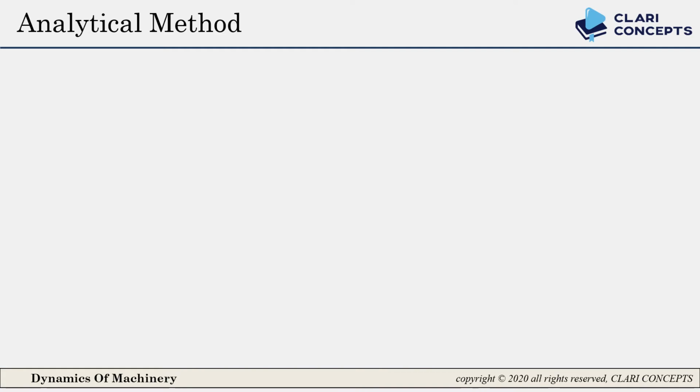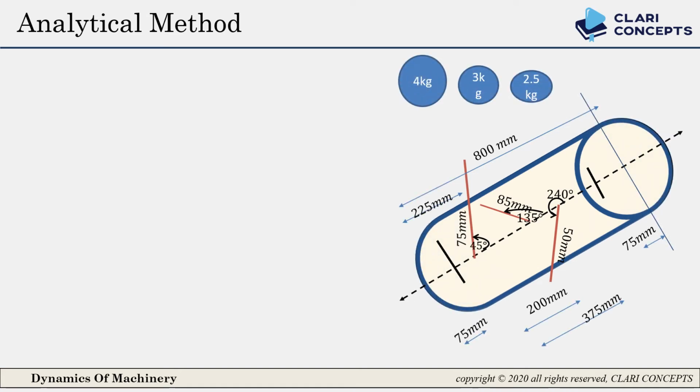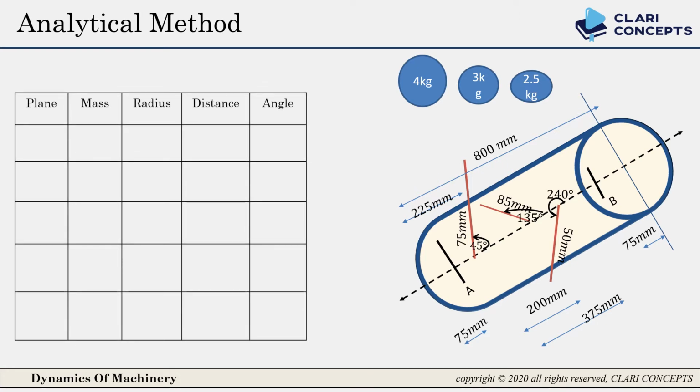Whenever you try to solve any numerical by the analytical method, keep two conditions in your mind. One is that the sum of all forces equals 0. Another one is that the sum of all couples equals 0. So here again I am showing you the diagram. Make one table which has the plane, mass, radius, distance and angle, all the terms. Here you can see from the figure you have 5 planes. So first write all the planes, which are A, 1, 2, 3 and B.